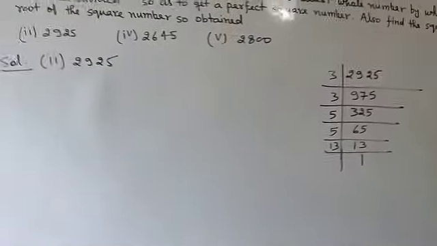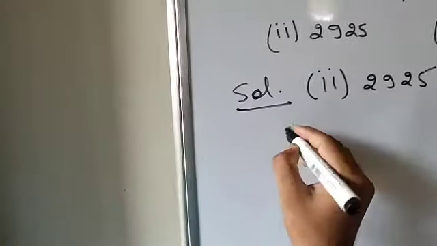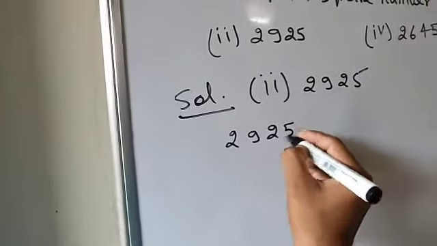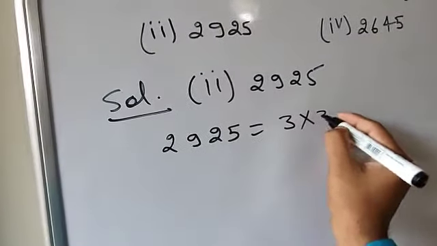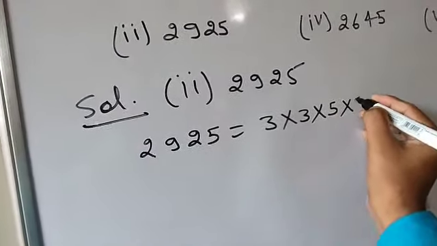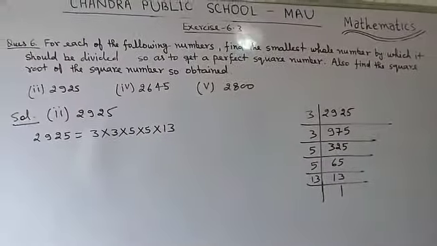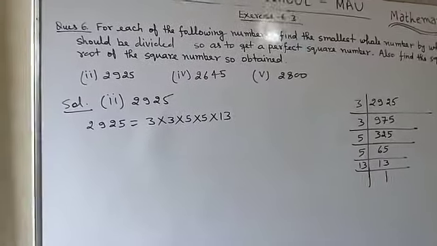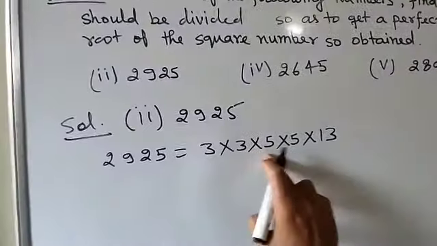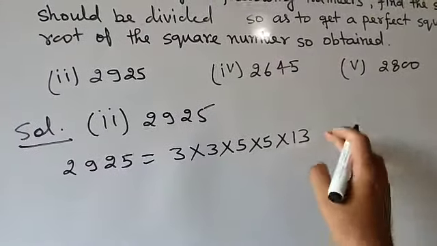So here I got the prime factors. Here you will write the prime factors of the number, and it is equal to 3 into 3 into 5 into 5 into 13. So I have written all the prime factors. Now if you make the pairing, here 3 is in a pair, 5 is in a pair, but 13 is unpaired.